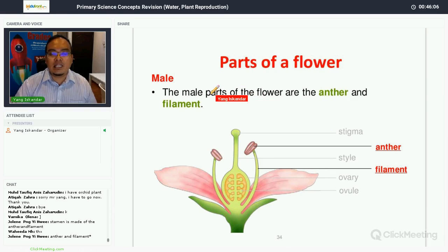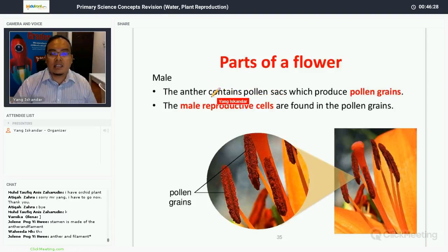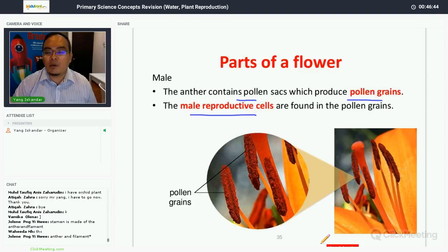Now, the male part. This is the male part. The male part consists of the anther and the filament. Now, inside this anther, there is the male reproductive cell. We call this pollen grains. It consists of the pollen grains in the anther. All right, so this is a close-up of the male parts of the flower. The anther contains pollen sacs, which contain the pollen grains. Okay, so you can see here.